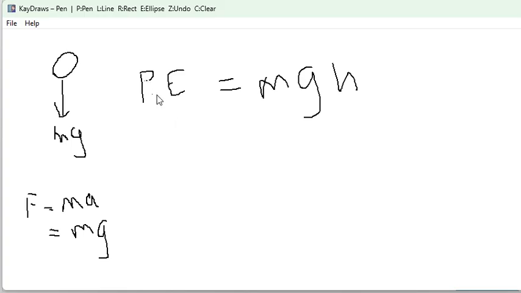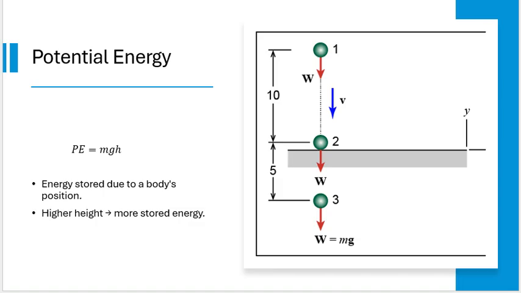I am writing the conventional symbol. Of course, there are many books that use a different symbol, but it's the same thing. MGH, and this needs to be compensated at this height by applying this amount of energy.